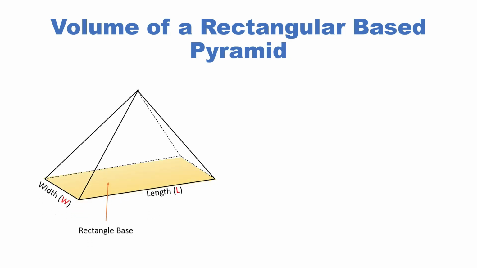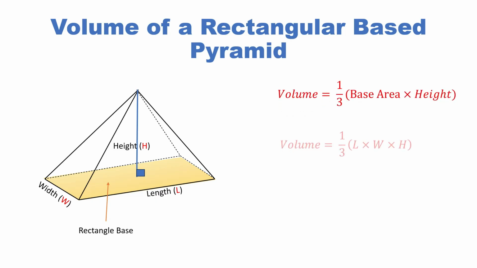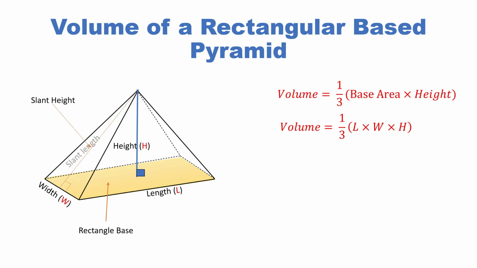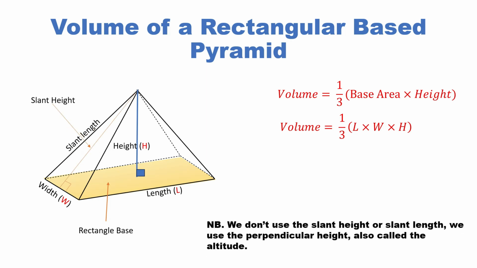It also has this perpendicular height h. Therefore, we can calculate the volume using the formula 1/3 in brackets, base area times height. Hence the volume of a rectangular-based pyramid is 1/3 in brackets, length times width times height. Take note that we also have the slant height and the slant length, but we don't use the slant height or slant length when calculating the volume. We use the perpendicular height, which is also called the altitude.